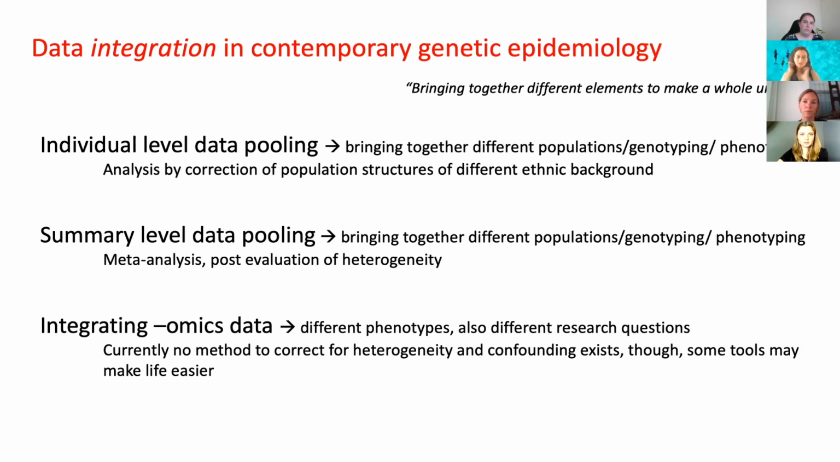A third way is integrating omics data. So this means integrating different analyses together, like transcriptomics and metabolomics and proteomics together. And how do we do that? These are different phenotypes, but also these data are generated as a response to different research questions. So we are putting together, how does this gene affect my disease, or is this gene a risk factor for my disease? And then the other research question is, is this genetic variant changing the expression of the gene nearby or far away?